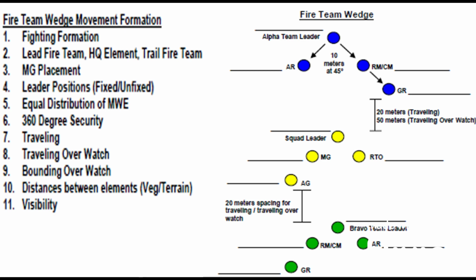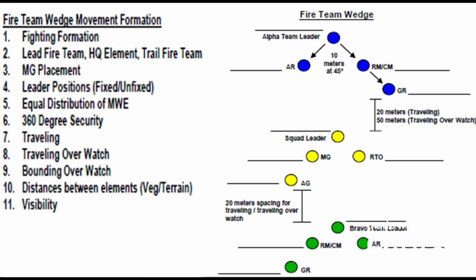To start off, at least everyone in the infantry should know this, the base unit is the fire team. 2 or 3 fire teams make up a squad, and 3 to 4 squads make a platoon. This graphic shows a squad column fire team wedge.